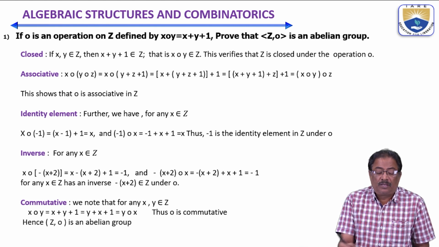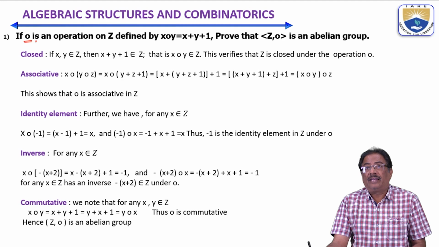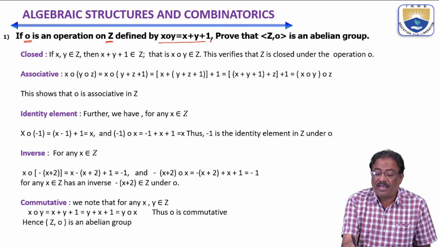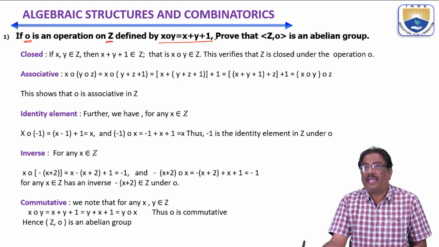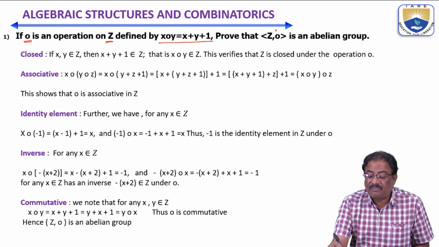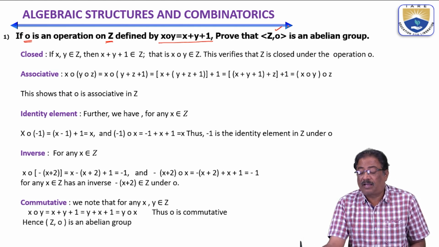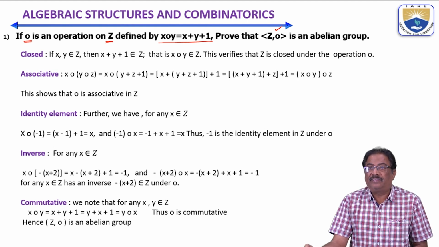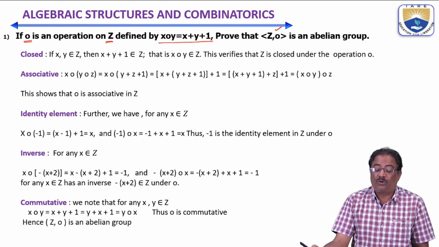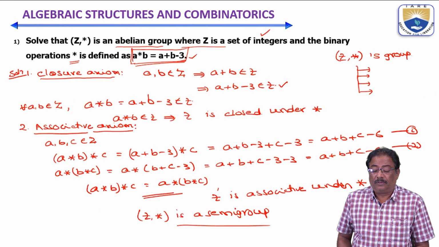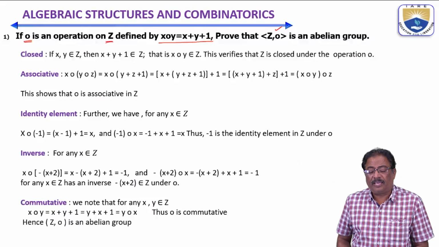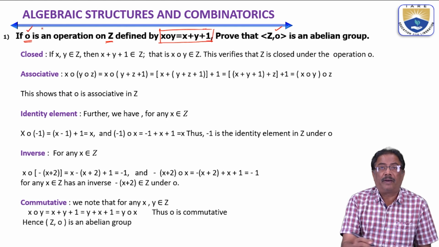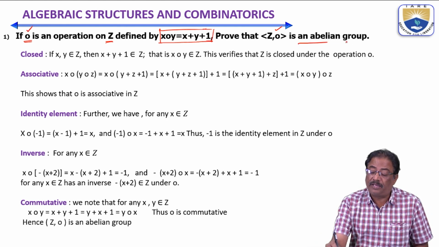If circle is an operation on Z defined as x circle y is x plus y plus 1, prove that (Z, circle) is an abelian group. Here also the integer set is defined as Z and we are going to prove that. Earlier we proved a plus b minus 3, and here the binary operation is given. We are going to consider circle as the binary operation and prove that it is an abelian group.